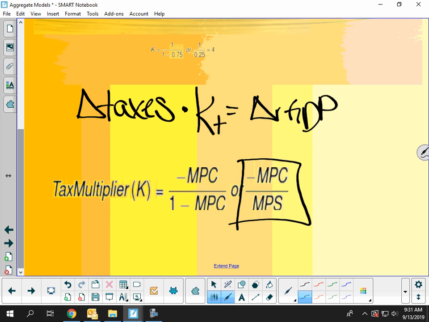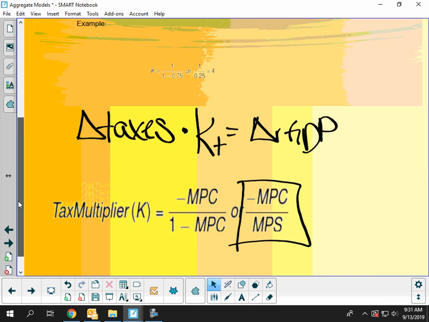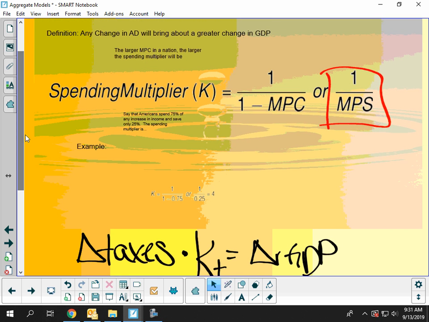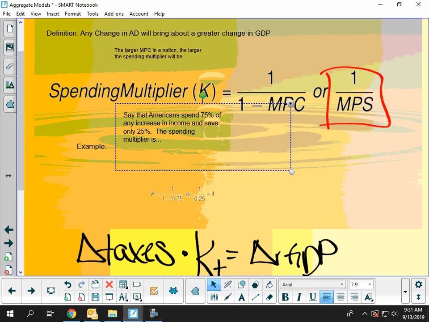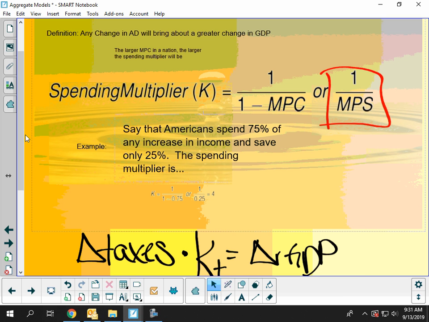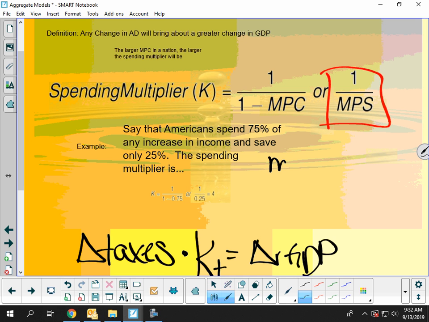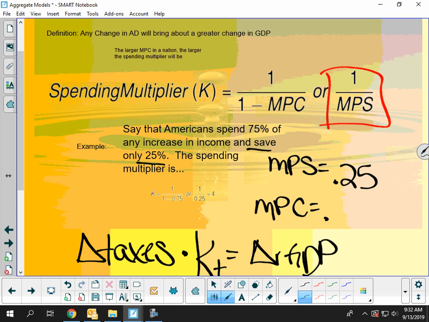Going back to our problem yesterday, this was our MPC from our problem. Say that Americans spend 75% of any increase of income and save 25%. And we figured out yesterday that our MPS, our savings, is 0.25, 25%, the decimal form is 0.25. And our marginal propensity to consume, which is the spending and consumption one, should be 0.75. And that makes sense because them added together does equal 1.